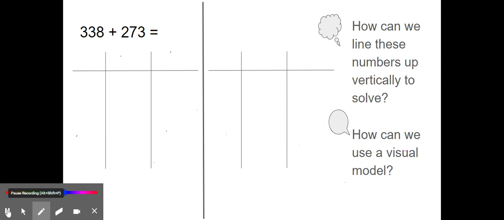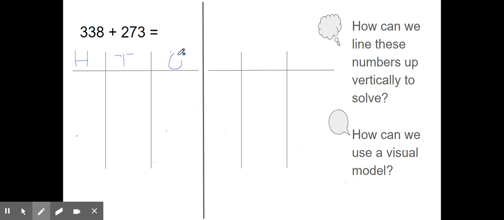We are going to practice one more problem together. Let's read this equation. 338 plus 273 equals blank. We are going to practice using the vertical equation and a place value chart again. I'm going to start by filling in my units. Hundreds, H for hundred, tens, T for tens, and O for ones.